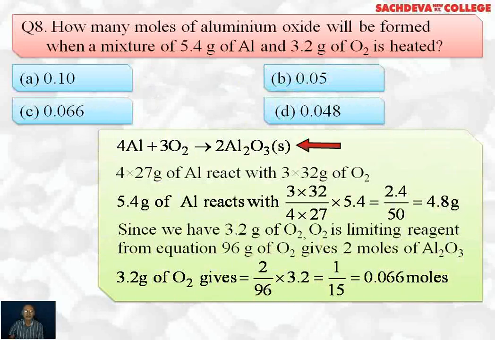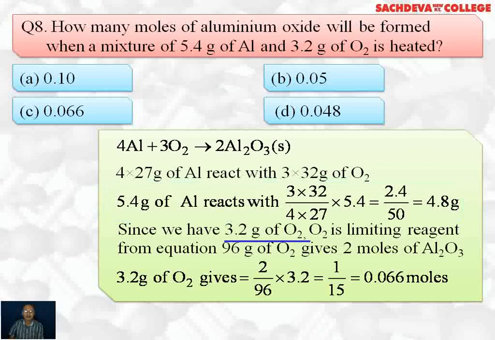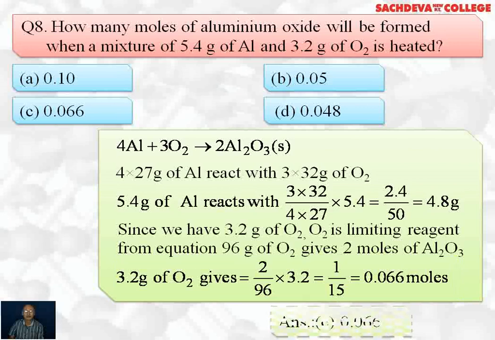Equation is 4Al plus 3O2 gives you 2Al2O3 solid. 4 into 27 gram of aluminium reacts with 3 into 32 grams of oxygen. 5.4 gram of aluminium will react with 4.8 gram of oxygen. Since we have 3.2 gram of oxygen, oxygen is the limiting reagent and that will decide how much Al2O3 will be formed. So 96 gram of oxygen will give 2 moles of Al2O3 and 3.2 gram of O2 will give you 2 by 96 into 3.2, that is 1 by 15, 0.066 moles of Al2O3. So the correct answer is C part.